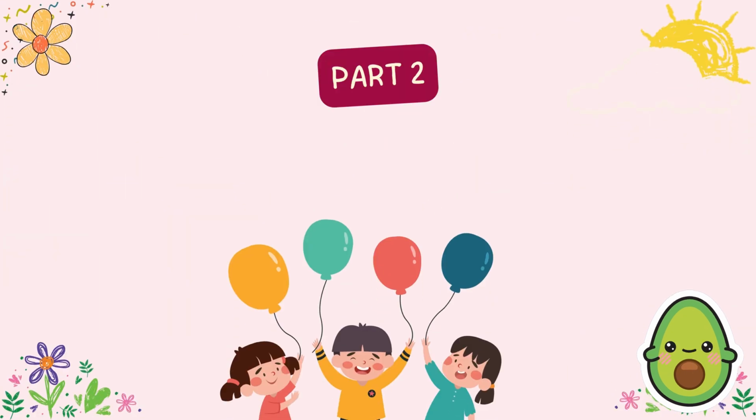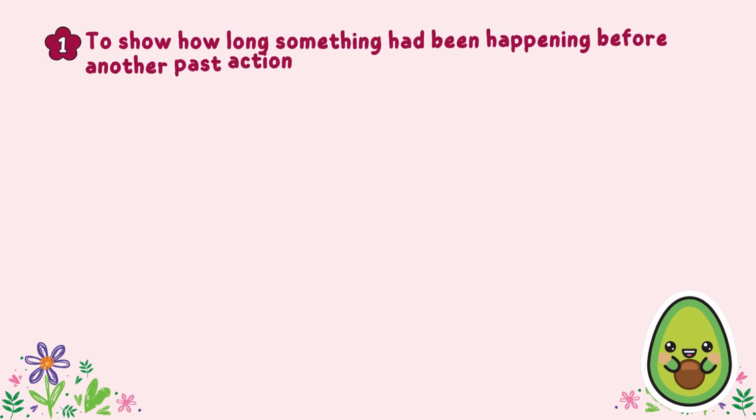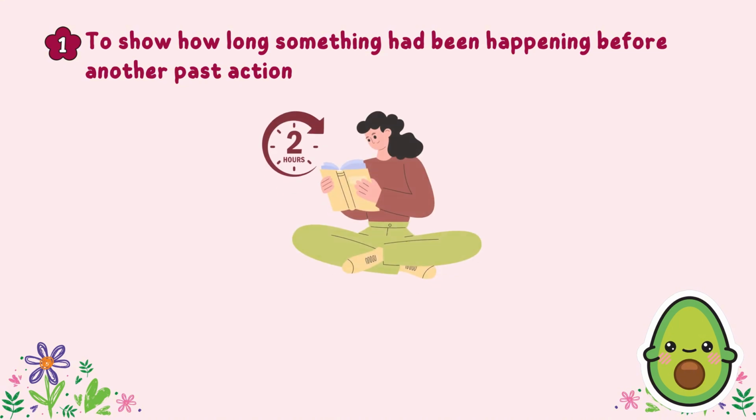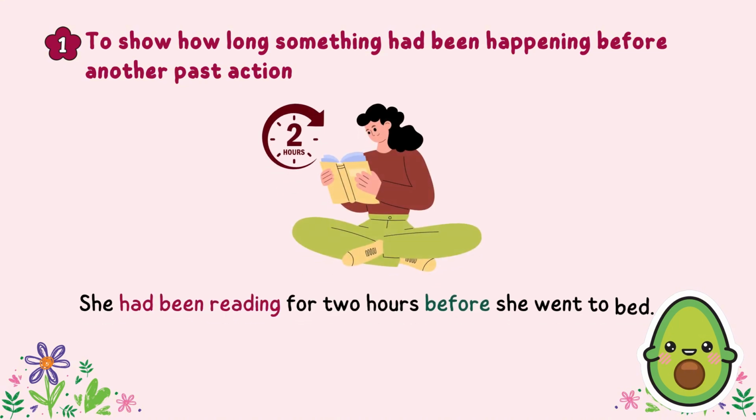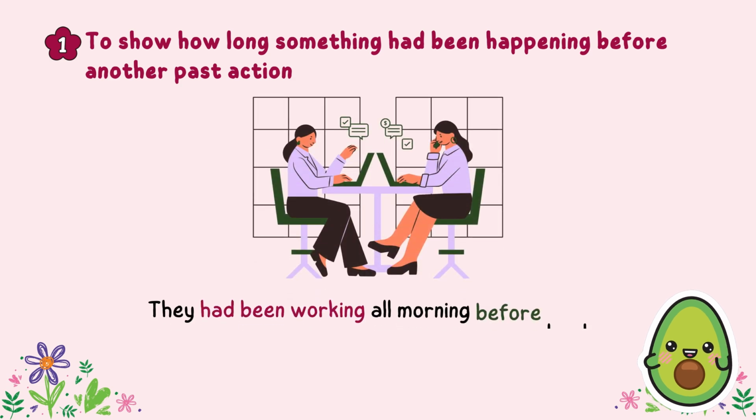Part 2. When do we use it? We use the past perfect continuous for 3 main situations. 1. To show how long something had been happening before another past action. Examples: she had been reading for 2 hours before she went to bed. They had been working all morning before lunch.